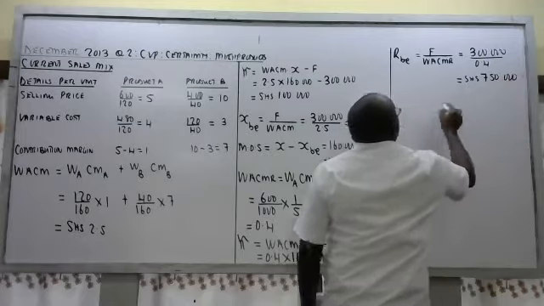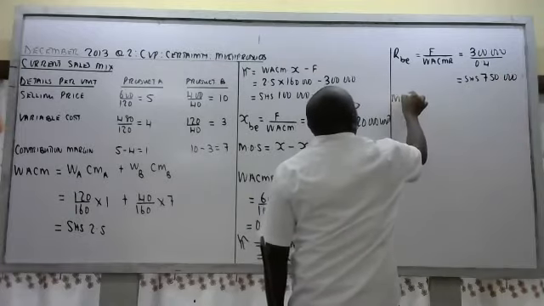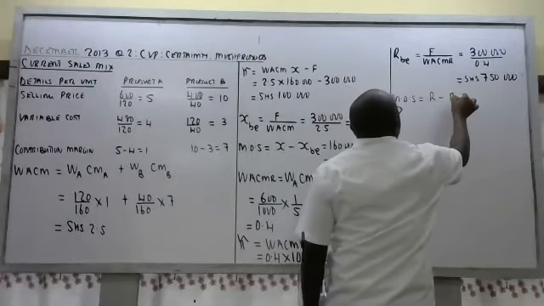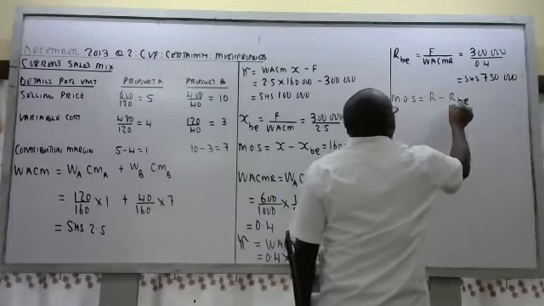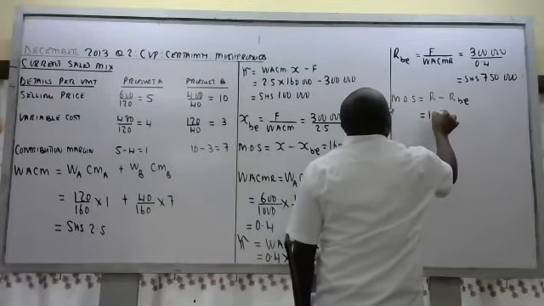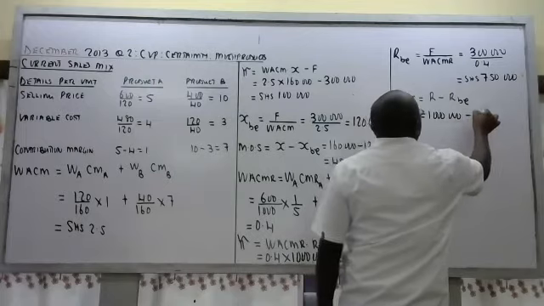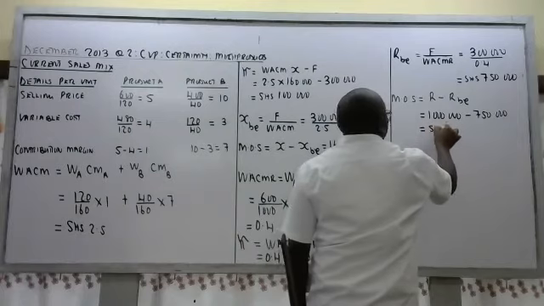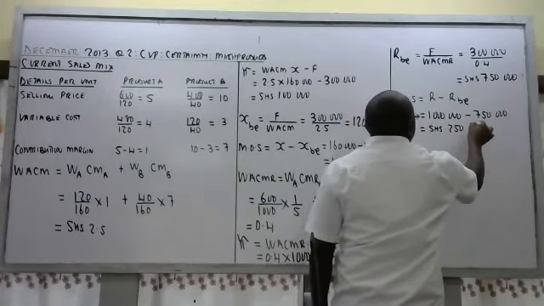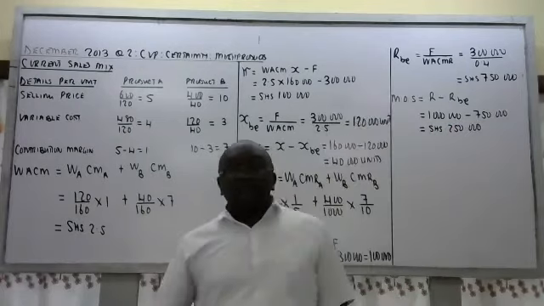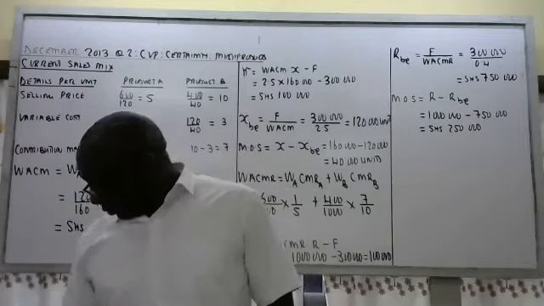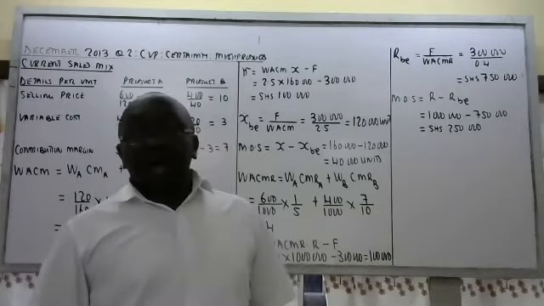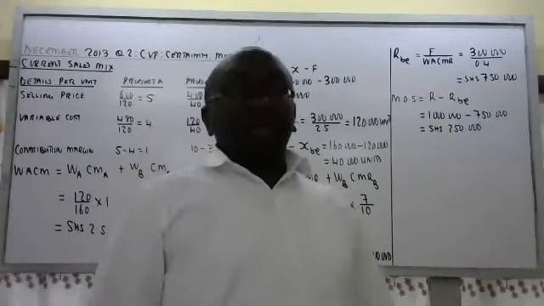750,000. So if they ask you for the margin of safety, it is R minus RBE. So this will be 1 million minus 750,000, and that will be shillings 250,000. That is the margin of safety in shillings.